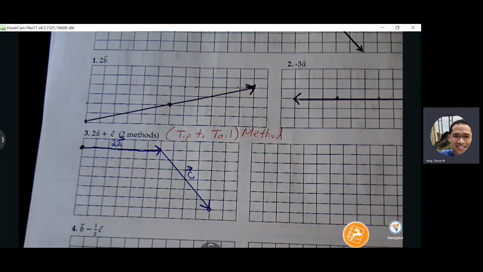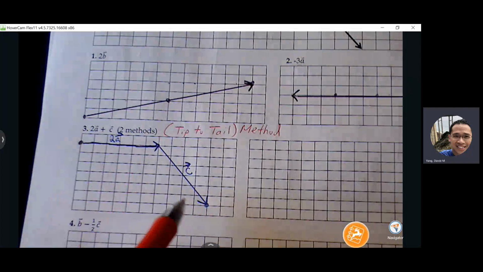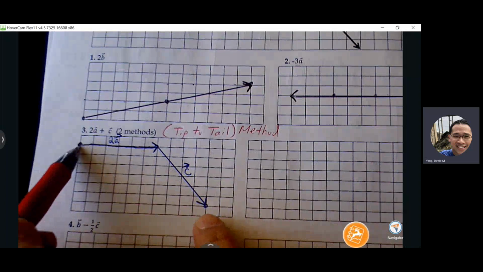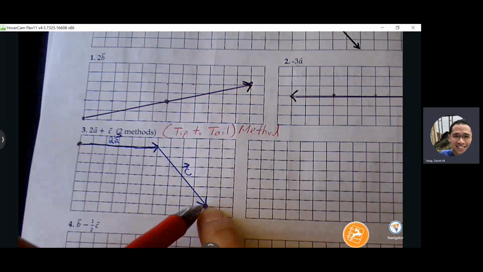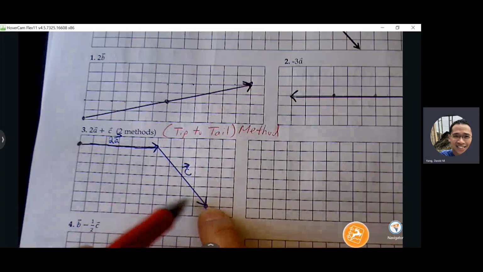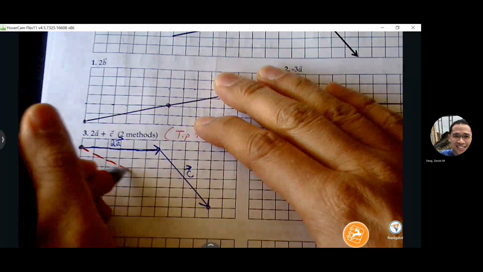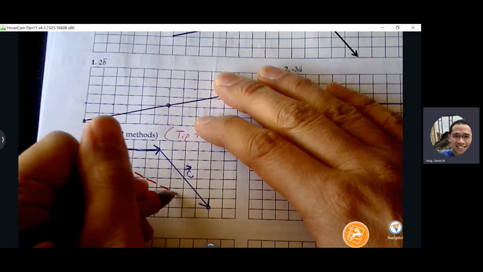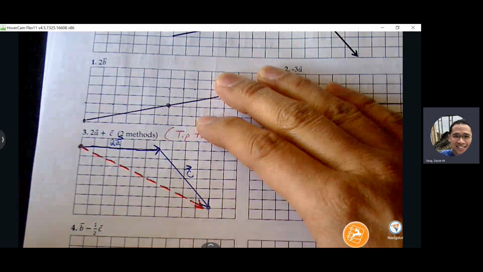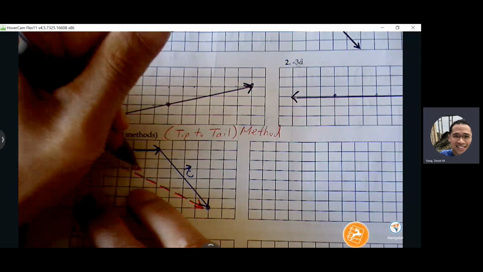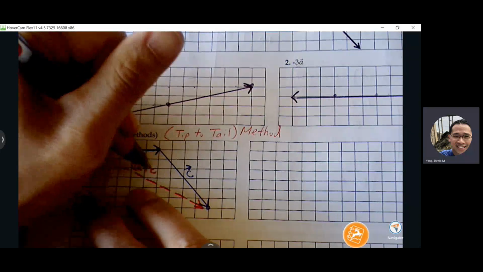So what is the result then? If I add this vector and this vector, what's produced out of it? If I start at my beginning and I end at my end, and I connect those two dots, that is my resulting vector. I'll use a dotted line here to show my resultant vector. So this is really vector 2A plus vector C.